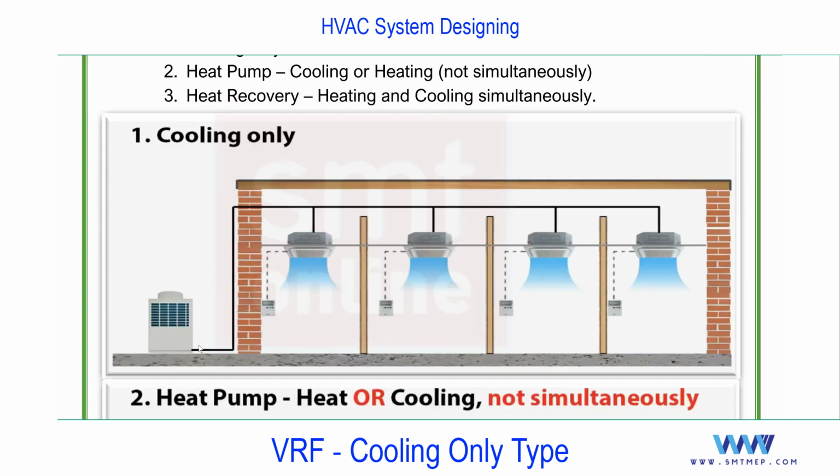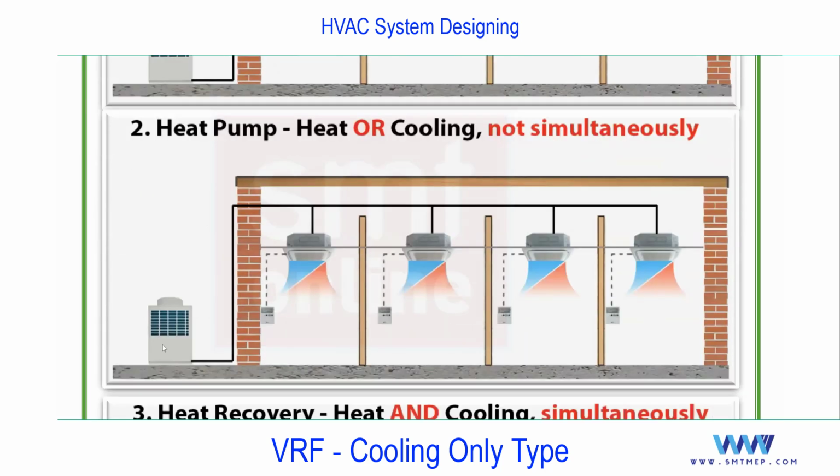You see first cooling only. One outdoor connected with 4 cassette type FCUs. It can be more than that, and it can be of different types and different capacities. And all are calling for cooling. This blue, or a shade of blue, represents cooling. Second, you see heat pump, one outdoor connected with multiple indoors. It can be used for cooling or heating, any one, not both at a time.